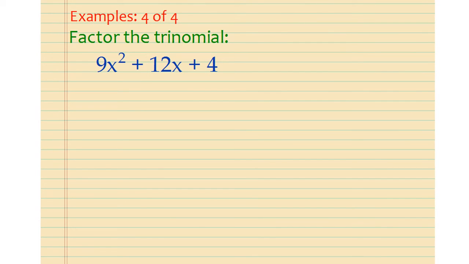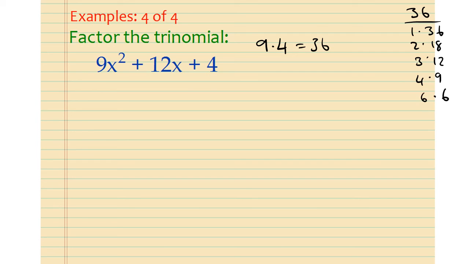Here's our next example. I will first find my magic number by multiplying 9 and 4 together, which is 36. I know 36 has many factors, like 1 and 36, 2 and 18, 3 and 12, 4 and 9, 6 and 6. Among all of those, we need to think about a pair of factors that could add up to 12. And it's easy to see that 6 plus 6 will make 12.